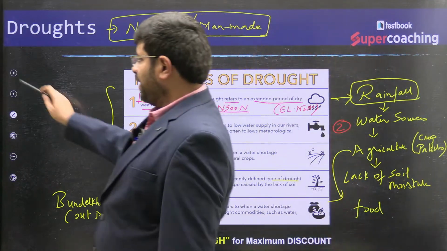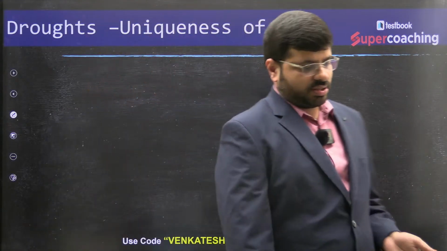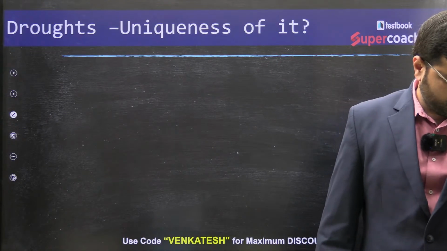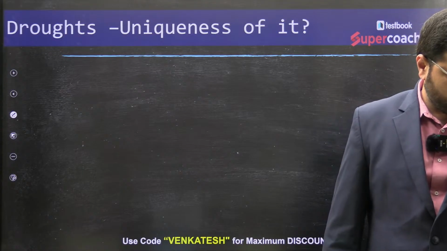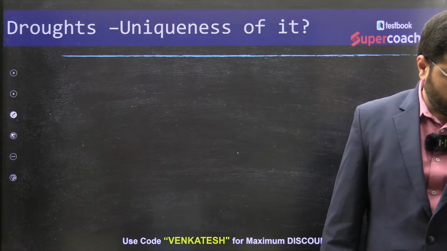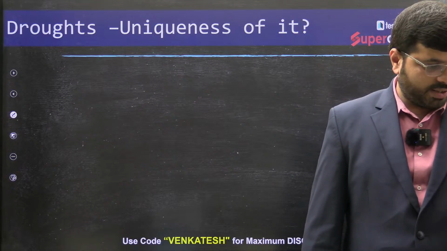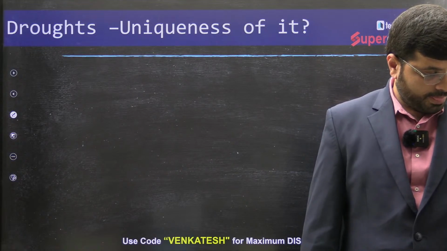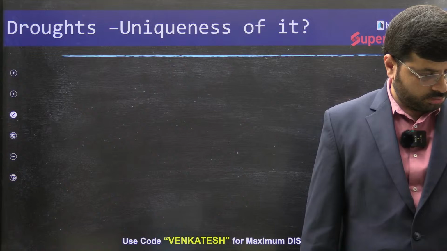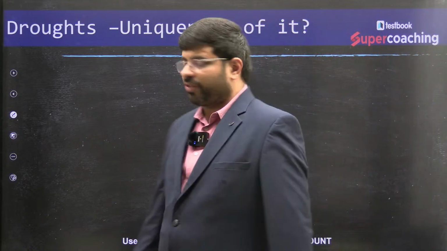If you have understood the basic idea, then what is the uniqueness of drought? How is it different from floods? Anyone who can mention in the comments? Anyone? Let me see the comments. What is the uniqueness of a drought? Or how are they different from, say, flash floods, floods? Right? So how are they different from floods?